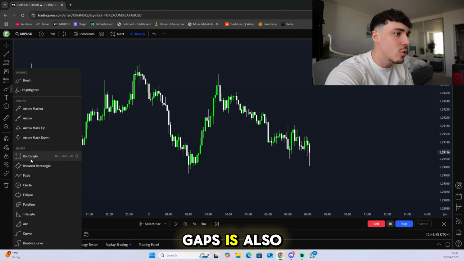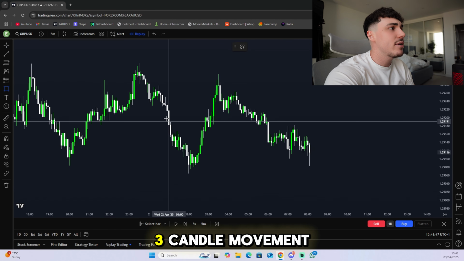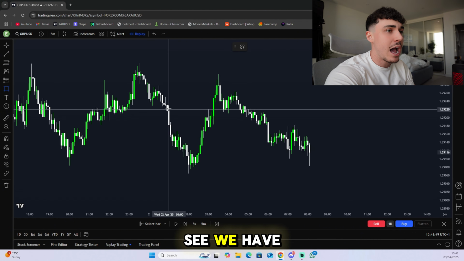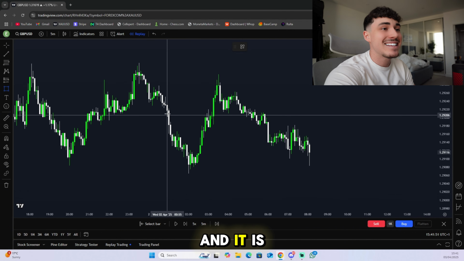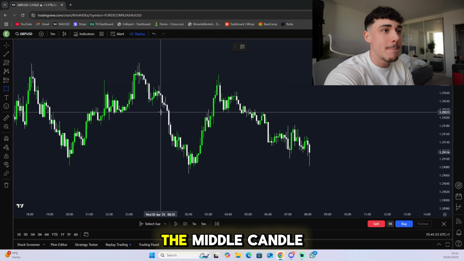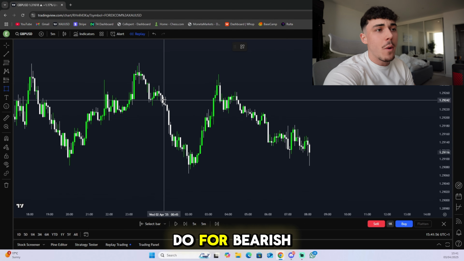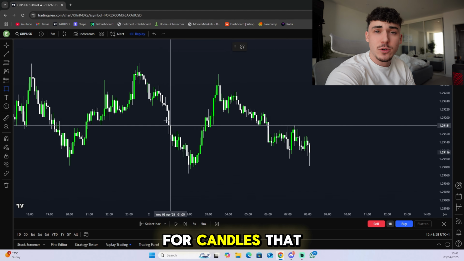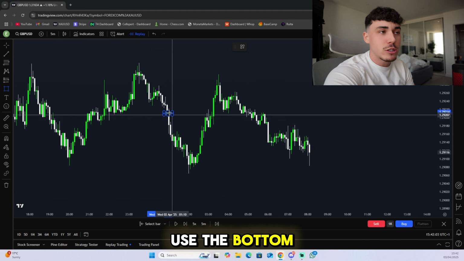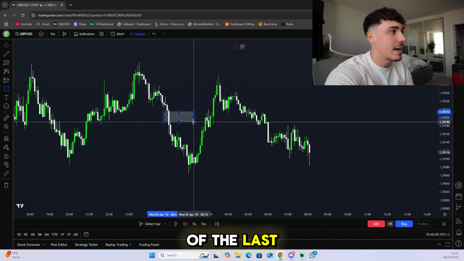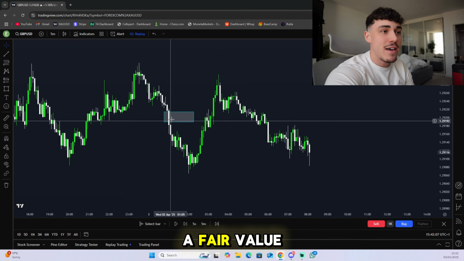Then we're going to be using fair value gaps. Now, fair value gaps is also very, very simple. It is a 3-candle movement. As you can see, we have 3 candles here, and it is simply the gap in the middle of the middle candle. So for bearish, so that means for candles that are going down, you use the bottom of the top wick to the top of the last wick, and that is a fair value gap.